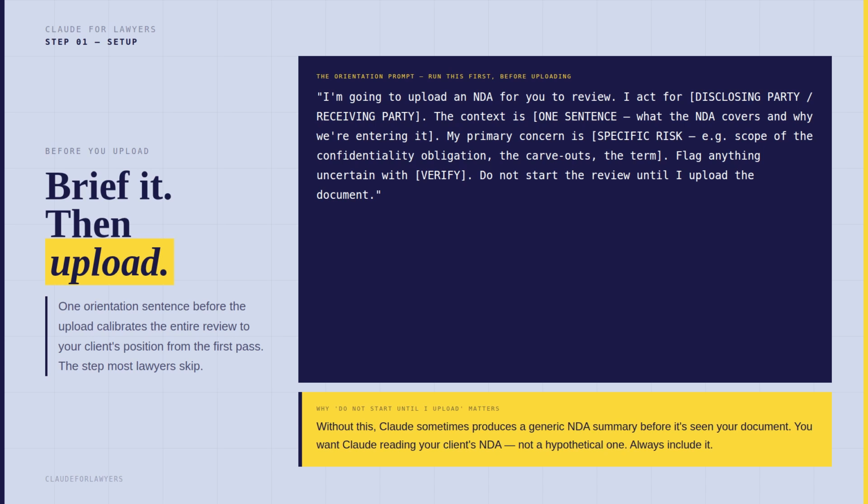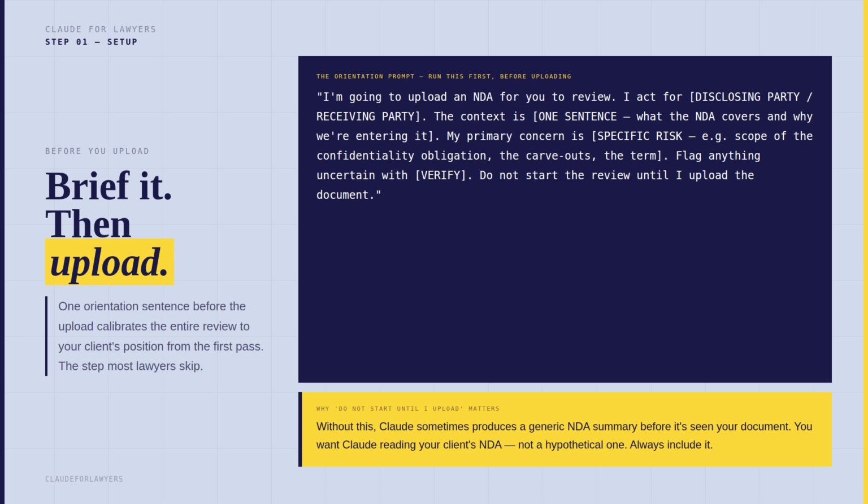The third is the instruction, do not start the review until I upload the document. Without this, Claude sometimes produces a generic NDA summary based on its training data before it's seen your specific document. Always include it. You want Claude reading your client's NDA, not a hypothetical one. Upload the NDA after running the orientation prompt.